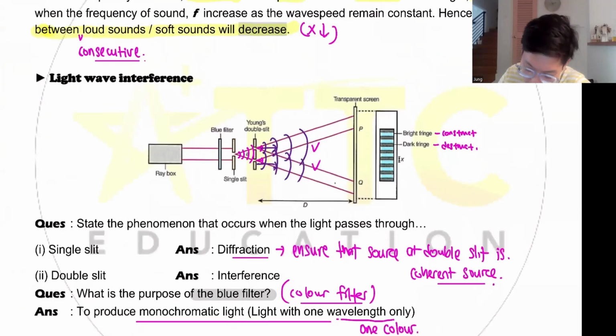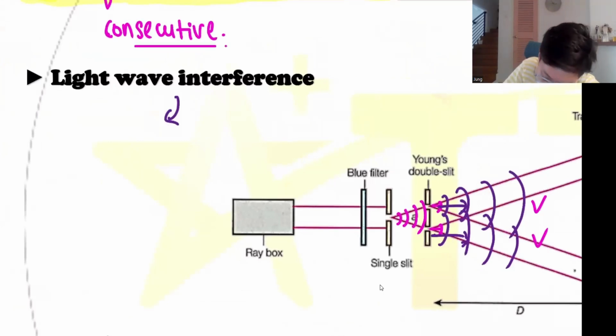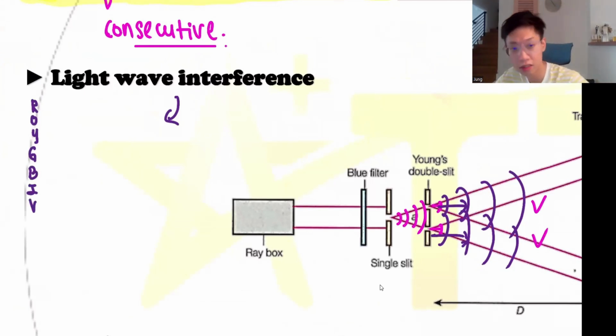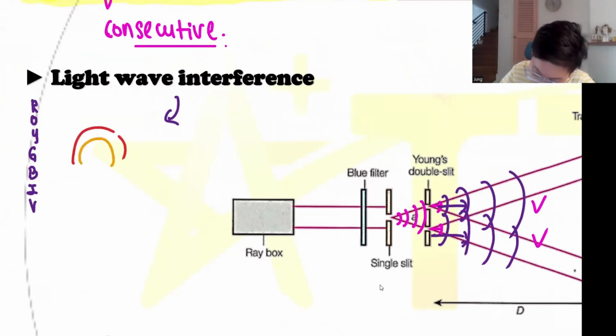Now, when we look at light wave interference, one of the most important things is you need to remember the red, orange, yellow, green, blue, indigo, violet. So this is the colors of the rainbow. Like your rainbow is red, orange, yellow, green, blue, indigo, and violet. Now, if you want to look at this, you will realize that the colors of the rainbow will affect something we call the lambda, the wavelength.